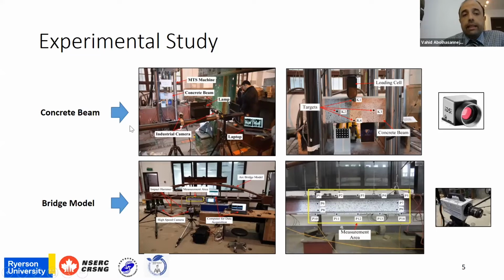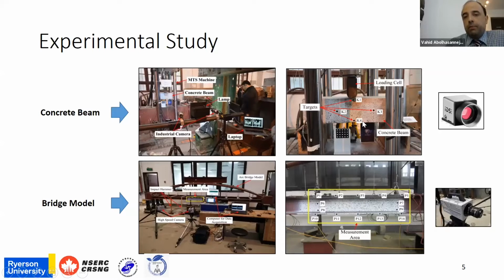And in the second experiment, we have a bridge model. That is the steel bridge model. As you see, the arc bridge here in the picture. And we have used the high-speed camera here with the frame rate of 1000 FPS. And you can see the measurement area in this experiment as well.